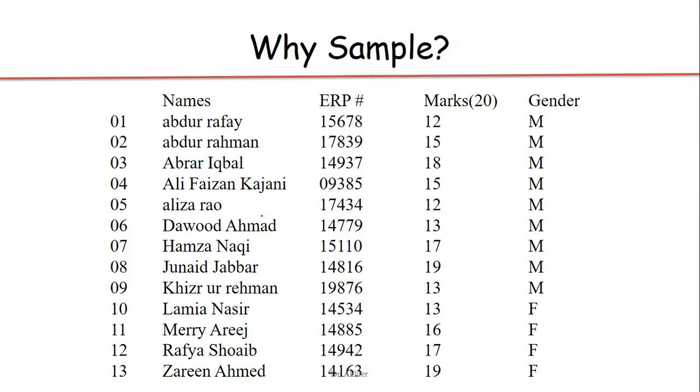The name, the ERP number, the marks, the gender. These columns are organized in a specified way, and rows are called cases. Case number 1, Abdul Rafe, the ERP number, the marks out of 20, and the gender male. The gender is a qualitative variable. It has two categories, so we can call it a nominal variable. Marks out of 20 are in whole numbers, so we can call it integer data.